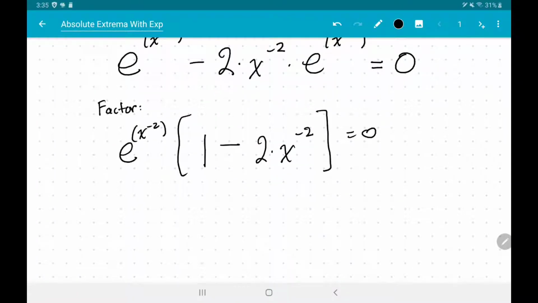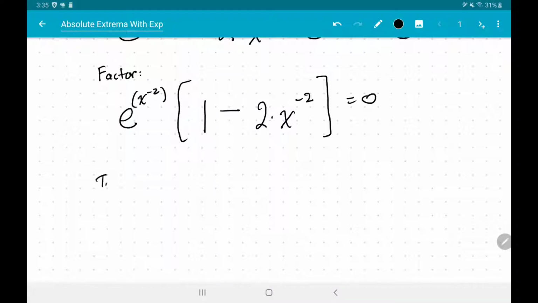Remember how solving a factored equation equal to 0 works. The solutions to factor times factor times factor equals 0 are the solutions to first factor equals 0, solutions to second factor equals 0, solutions to next factor equals 0, and so on. So let's try e to the x to the minus 2 equals 0.